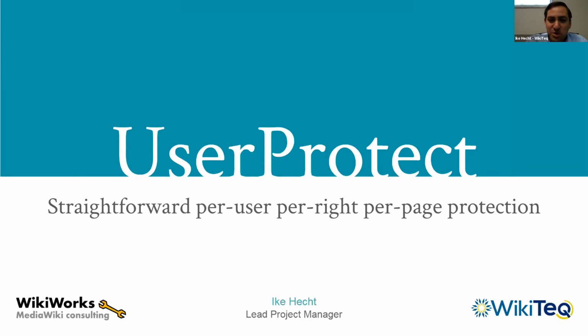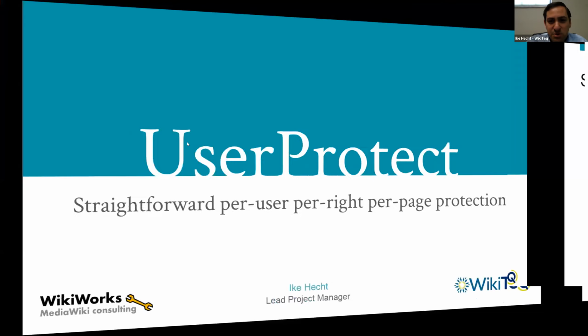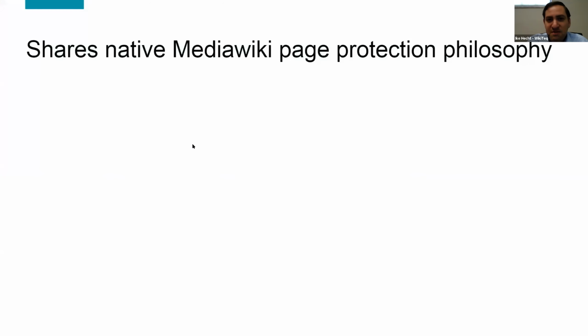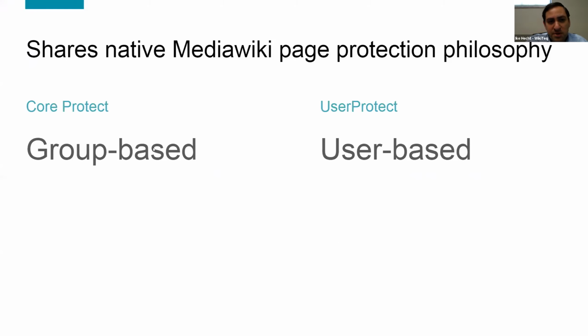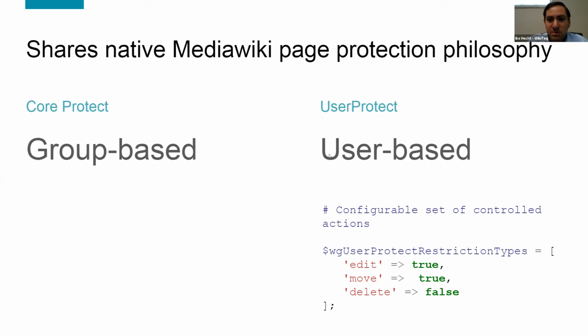For the enterprise version of that, it would have to be user-based. So you'd have to be able to give particular rights for a particular user. And that's sort of what we created with UserProtect. It's meant to work in tandem with the standard protect action that's built into MediaWiki. Right next to that, you would have UserProtect. So it shares the native MediaWiki page protection philosophy in that MediaWiki has group-based protections and UserProtect has user-based protections. And we tried to make it as similar to the existing core system of user protection.